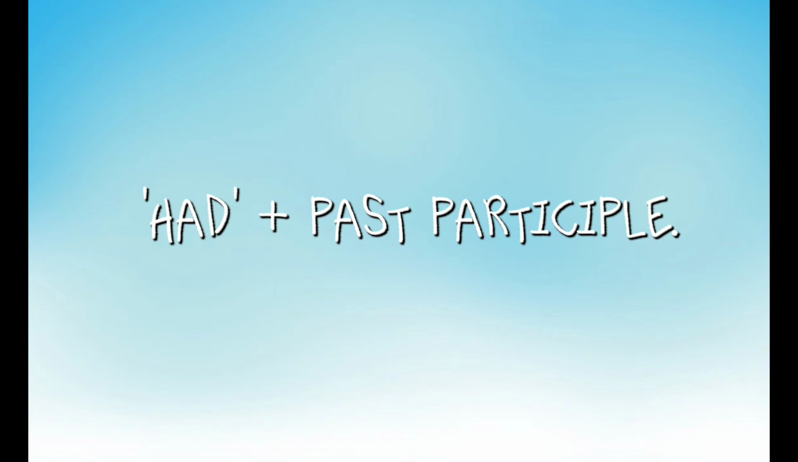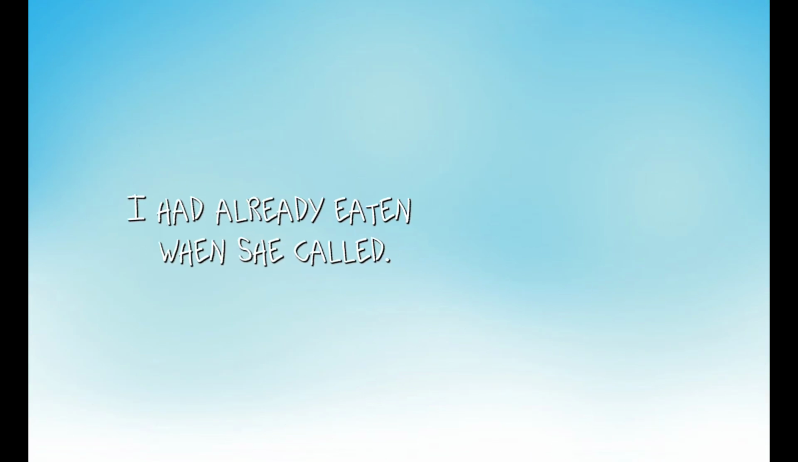Next, we have the past perfect tense. The past perfect tense is like rewinding the timeline to show that one action was completed before another in the past. It is formed using had plus past participle. For example, I had already eaten when she called. The action of eating was completed first, followed by the call. The past perfect clearly shows the sequence of events.